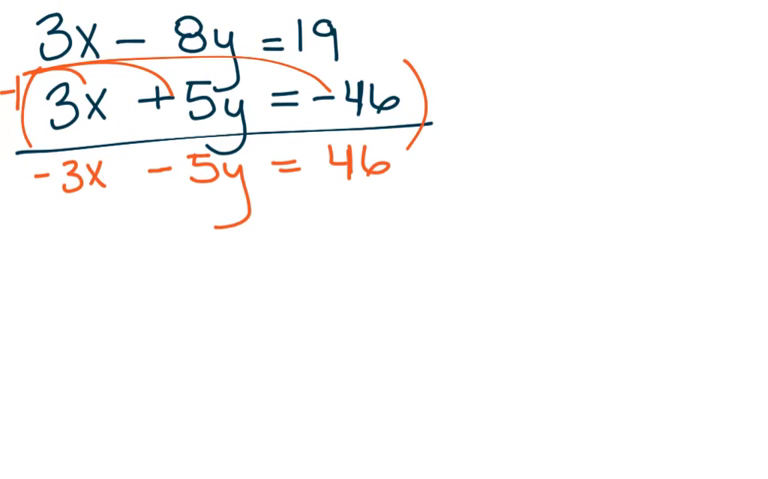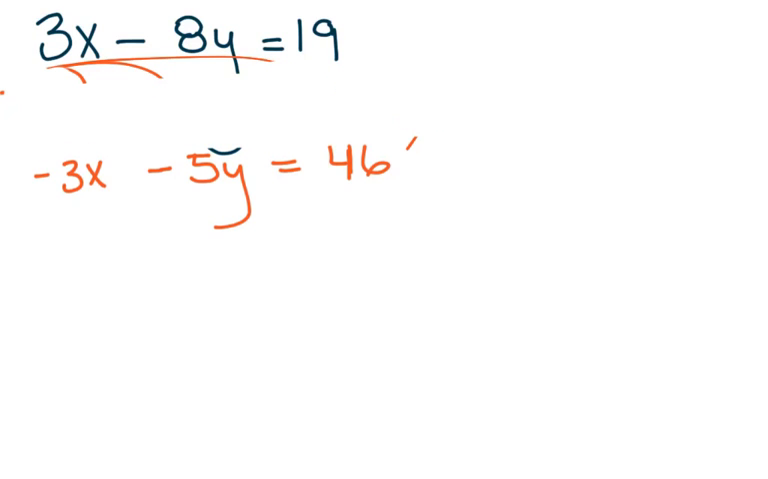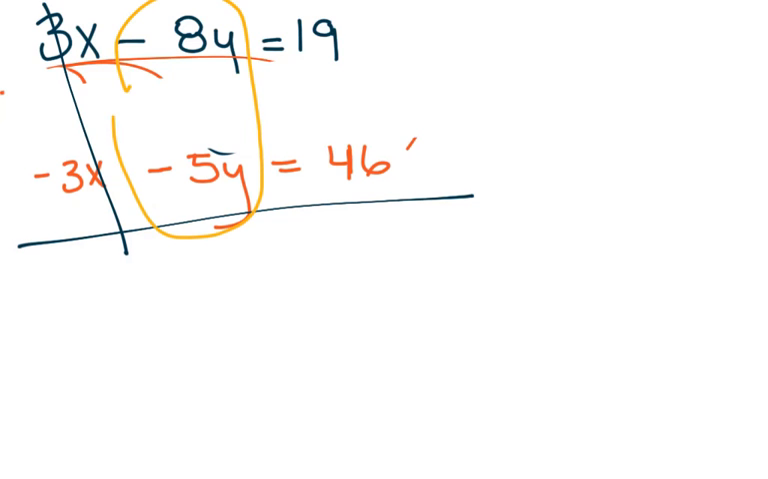Okay, so I don't even need this equation anymore. I'm done with that. I could really erase it if I wanted to, so people aren't confused. So really that equation is gone, and I'm looking at these two equations right here. So these cancel out. Then I got -8y and -5y. Both are negative, so I'm going to add them.